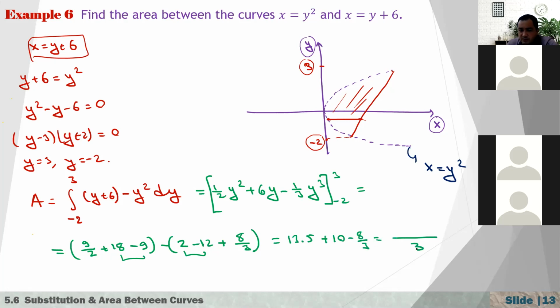Which is equal to, let me just write this, 30 minus 8, it is 22, so 22 over 3 plus 27 over 2, which is equal to, 2 times 22 is 44, 3 times 27 is 81, so 125 over 6.